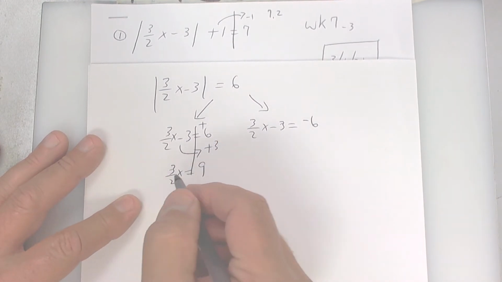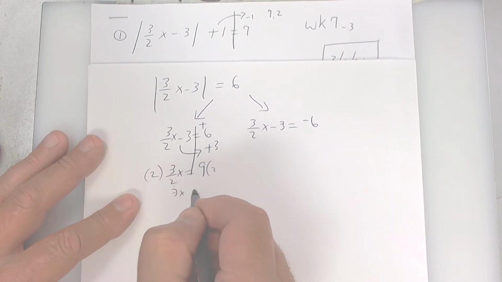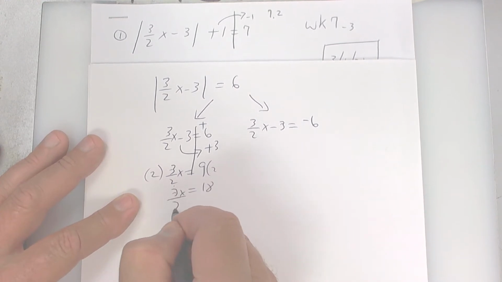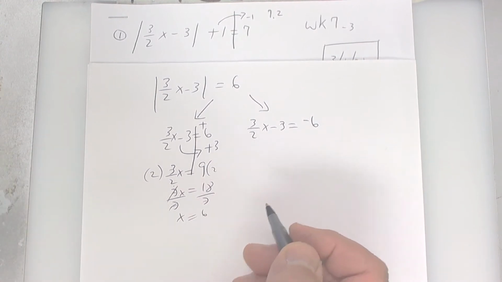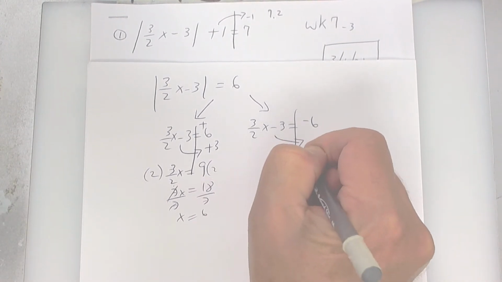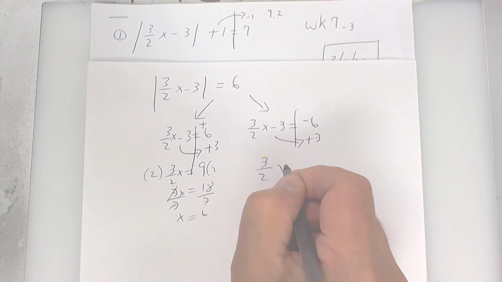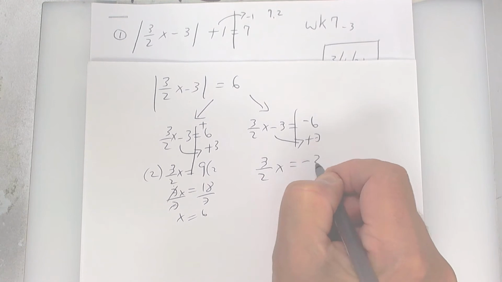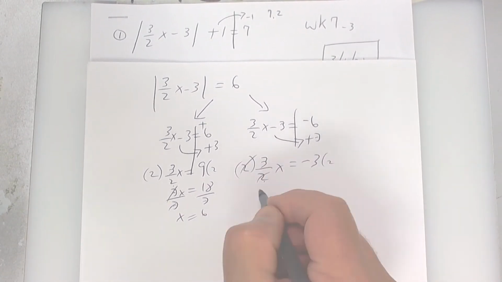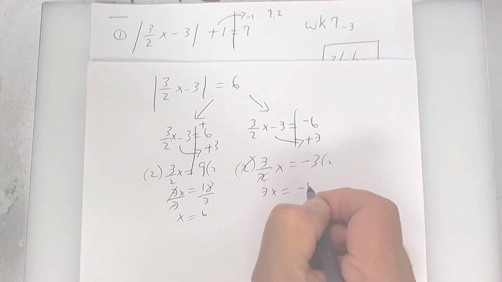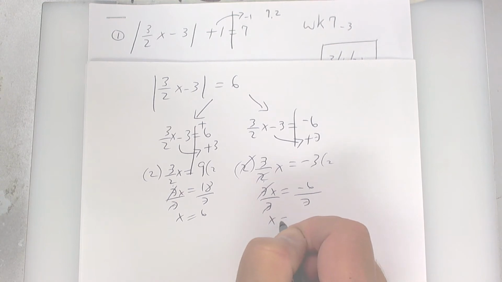And then you want to multiply by 2 to get rid of that 2 down there. So you're going to get 3x is equal to 18. Divide by 3, and you get x equals 6. This one right here, you're going to go ahead and add 3, just like you did over here. And that's going to give you a negative 3. Then you're going to multiply by 2 because you're dividing by 2. That gives you a negative 6. You're going to divide by 3. And that gives you x equals a negative 2.